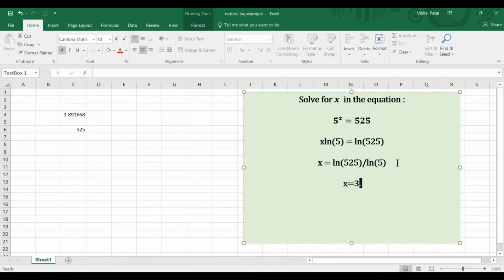So x to 2 decimal places would be 3.89. Thanks.